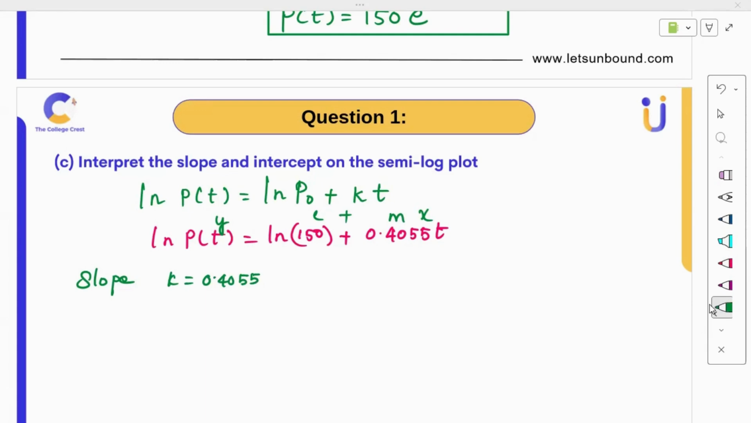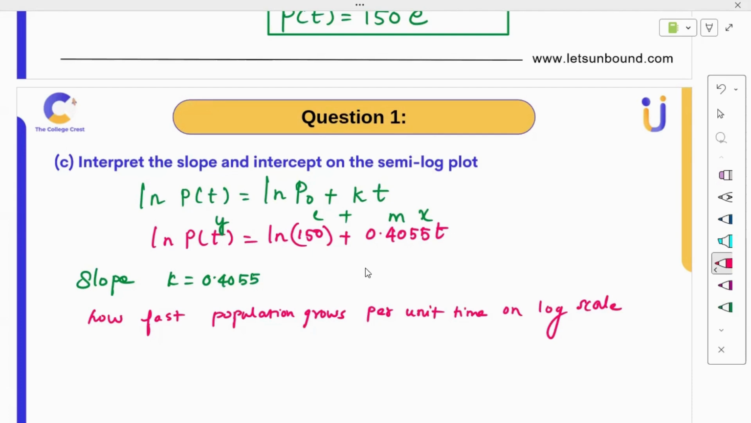So what does it say? It's positive. It tells how fast, here we are talking about bacterial growth, the population grows per unit time on a logarithmic scale. That is what the slope means, and that is important; we are interpreting in this form. When the slope is larger, there will be faster exponential growth.